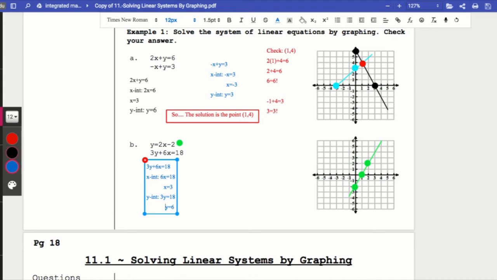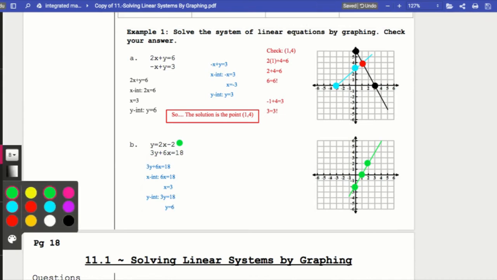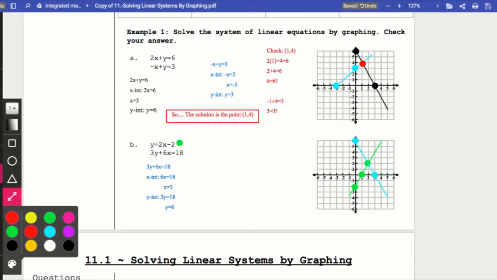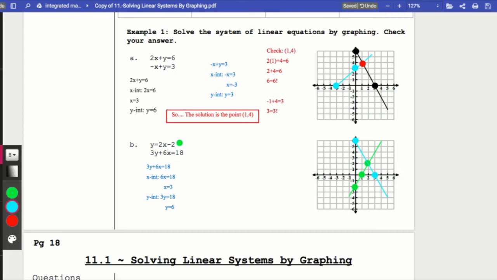So I got my x-intercept and my y-intercept. So let's go ahead and graph those points. I'm going to graph a point at x is equal to 3. Going to graph a point at y is equal to 6. Going to connect these with a line. There we go. And look, they happen to cross right there. Oh, use the wrong color. There we go. So that is the point 2, 2.